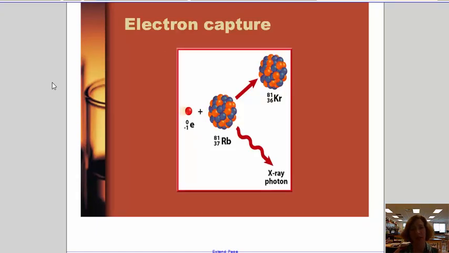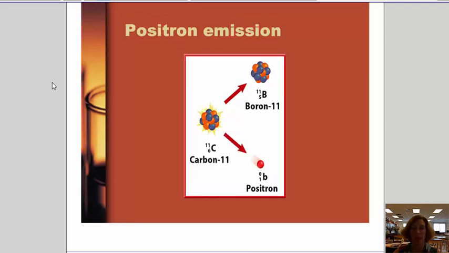Electron capture is where you capture an electron. You're not going to have to do any of these. I just wanted you to see how that affects your atomic number. So it takes away a proton to give us krypton in this case. Positron emission: a positron is a positively charged particle that's the size of an electron. And you can see that that also affects your atomic number, but you won't be tested on either one of those.